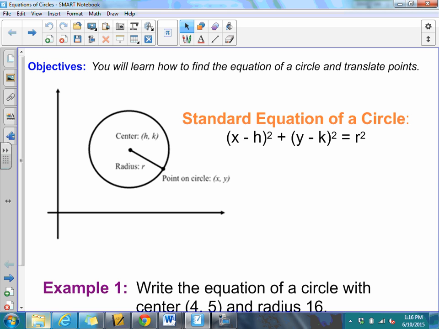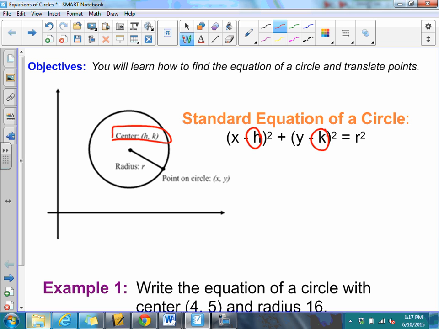X and y are x and y just like in any equation. Now, this h and this k, first of all, notice there's minus signs in front of them. What that h and k stands for is the center, so the x coordinate and the y coordinate of the center of the circle. And the r is your radius. So it's really not that bad.